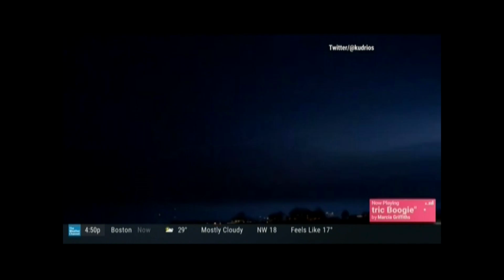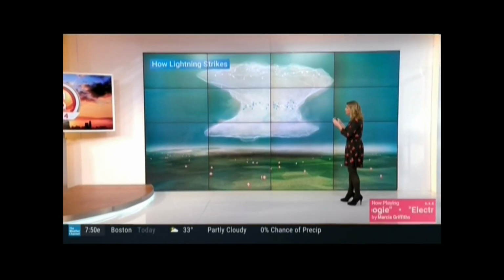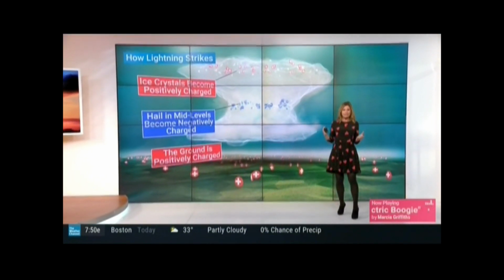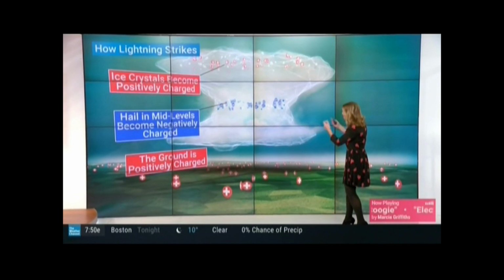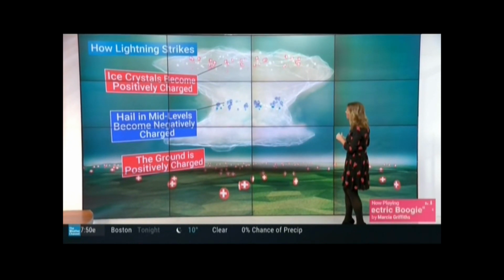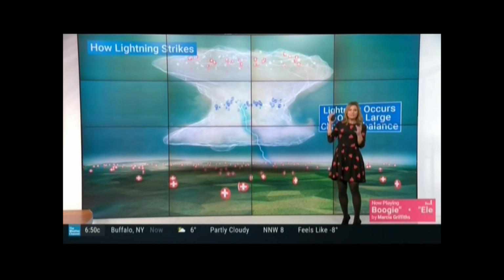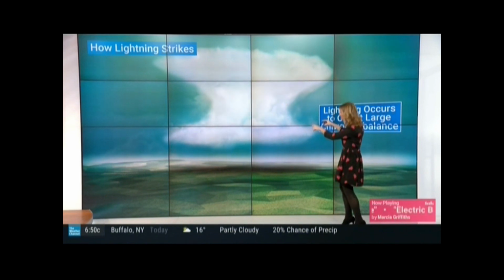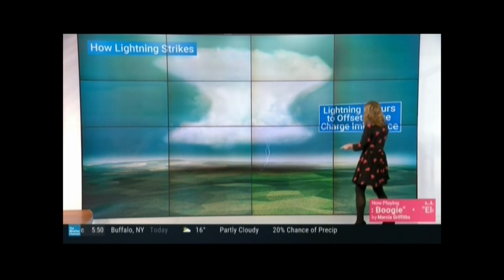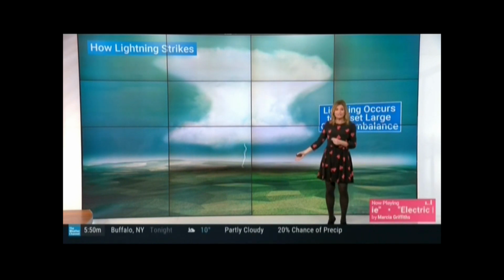So how does lightning form? Well, you need a cloud, and inside that cloud, when you have ice particles, charges start to build up, and you get separation of charges. The heavier negative particles will sink towards the bottom of the cloud, and the lighter positive ones will float up towards the top. So you get this strong separation of charges, and sometimes the connection is made in the cloud, or it can be made with the ground. Lightning occurs to offset the large charge imbalance, and the ground has a positive charge, so you can get that connection.